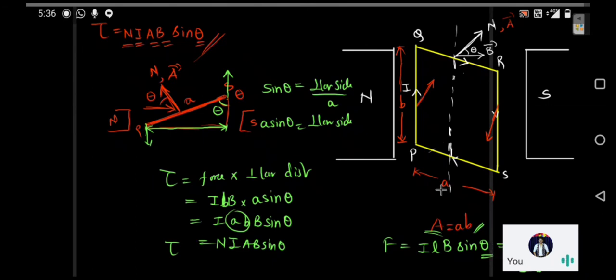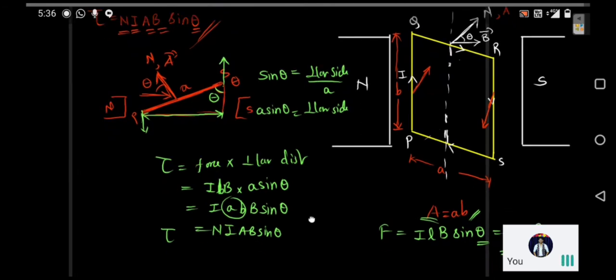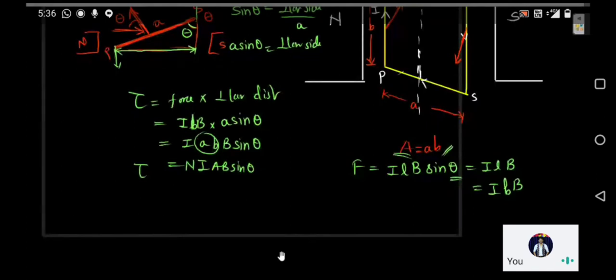So in the next step, this NIA, N into I into A, we have already seen is nothing but the magnetic dipole moment. Correct? We have already seen it as magnetic dipole moment. So if you substitute N into I into A as magnetic dipole moment, what you will get? You will get MB sine of theta as your torque.